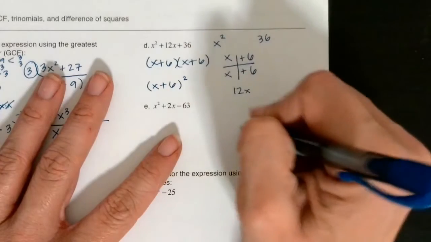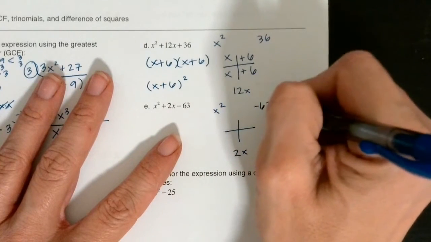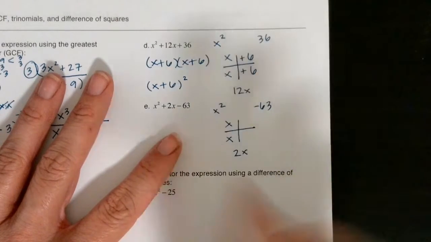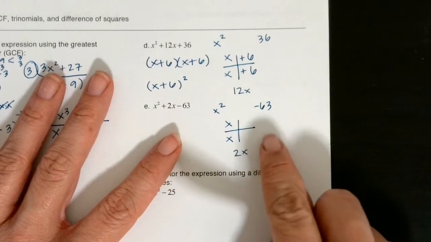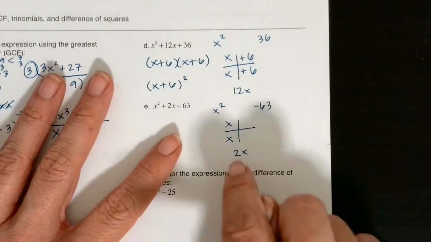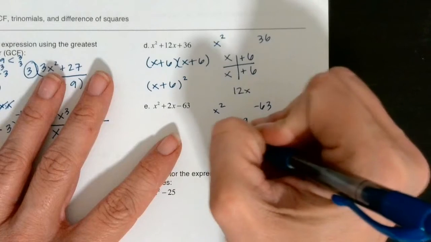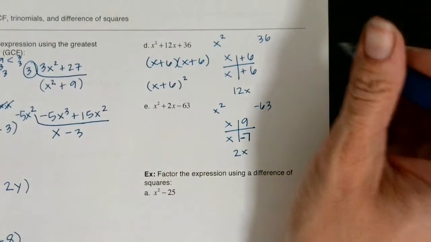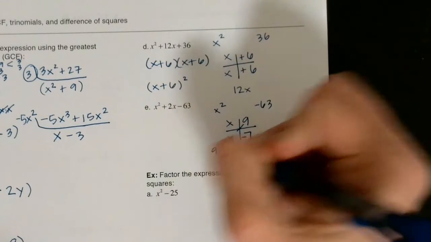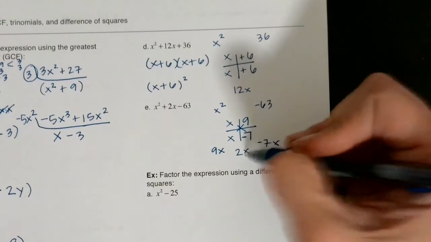Ooh, 63. That's okay. x and x. And then we have negative 63. But I have more positives. So a negative times a positive is going to give me the negative. But because I have more positives, I should make sure my positive number is bigger. So I'm familiar with my multiplication. So I know 9 times negative 7 is negative 63. And then when I do this, that 9x and that negative 7x add to give me 2x.